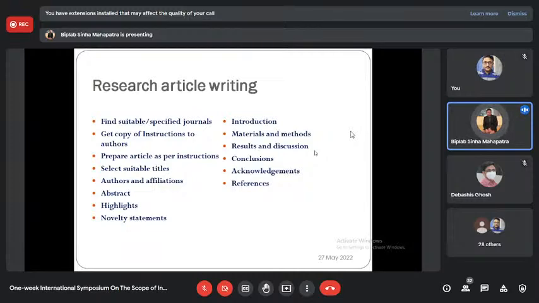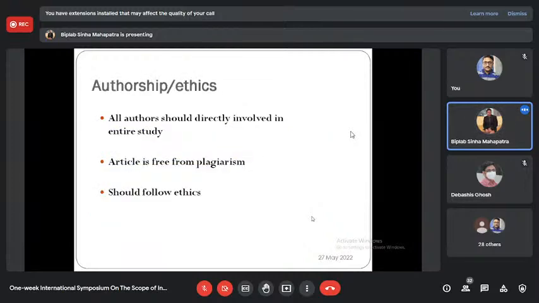Acknowledgements. If your research article is supported by any agencies, such as DRDO, UGC, AICTE, that acknowledgement will be given. And lastly, and most importantly, references. Maybe 50 references you have to use for an article. Whenever you are using anything from the literature, you have to keep the reference here. Now, there are some ethics. All authors should be directly involved in the entire study, and the article should be free from plagiarism. So your writing should be unique.